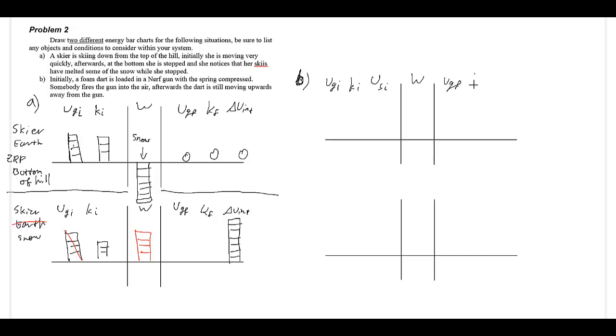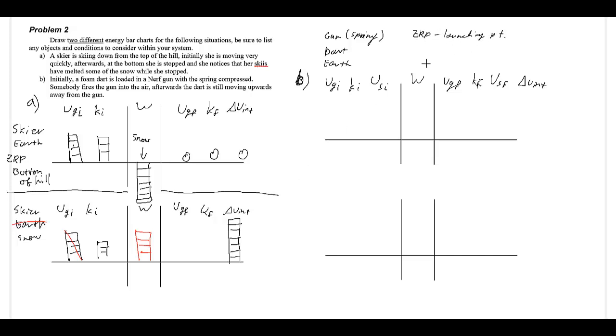Let me just fill in the rest of this table. Final, U_s final. All right. For the first one, I'm going to consider my system to be the Nerf gun, namely the spring in the Nerf gun specifically, the dart and the Earth. Why not? If all of these things are in the system, I'm going to consider the zero reference point to be the launching point of the dart.